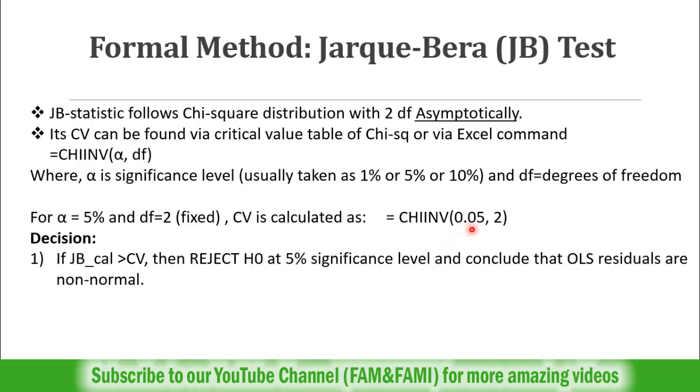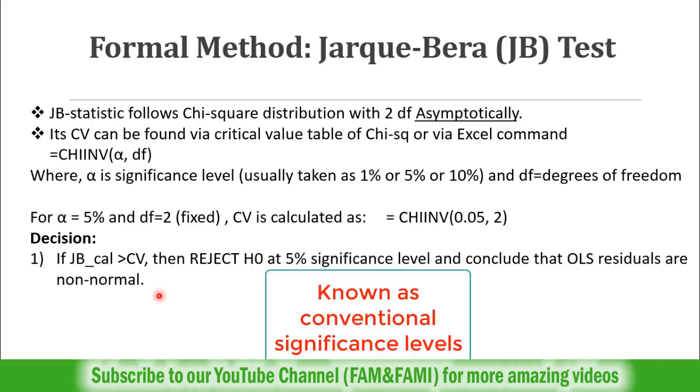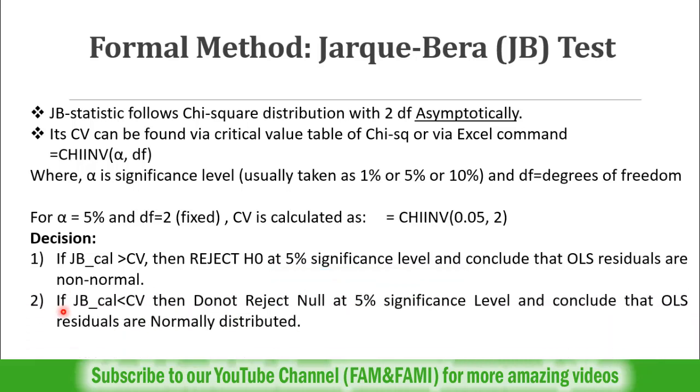But suppose the critical value is calculated at 1% instead of 0.05, suppose you have used 0.01, and if JB calculated is found to be greater than the 1% critical value, then reject the null hypothesis at 1% significance level and conclude that OLS residuals are non-normal. So it's up to you which significance level you use. Generally all three significance levels are used: 1%, 5% and 10%. And if JB calculated is found to be less than the critical value, then do not reject the null hypothesis at 5% significance level and conclude that OLS residuals are normally distributed.